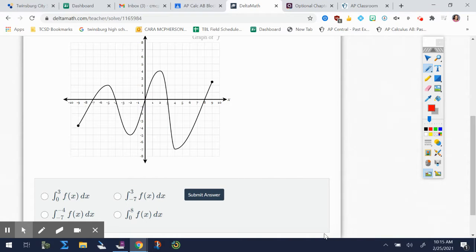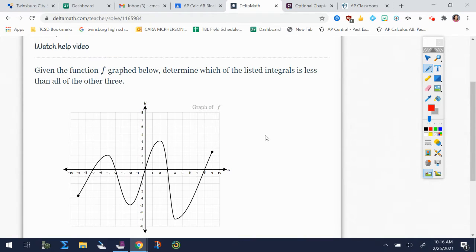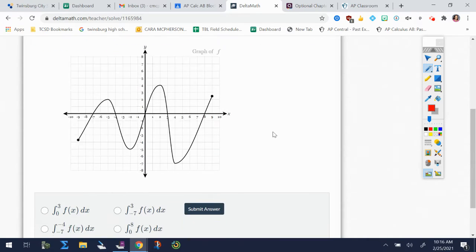Here is a really fast video just to make sure you're comfortable with this one type of problem on Delta Math, and that way you can listen to me and not watch their help video. You're going to have a section in Delta Math where it asks you to determine, based on a picture, which definite integral is the smallest of all of them, or which is the biggest. It will not be geometric, and we won't be given the areas, but we can make an approximation based on location.